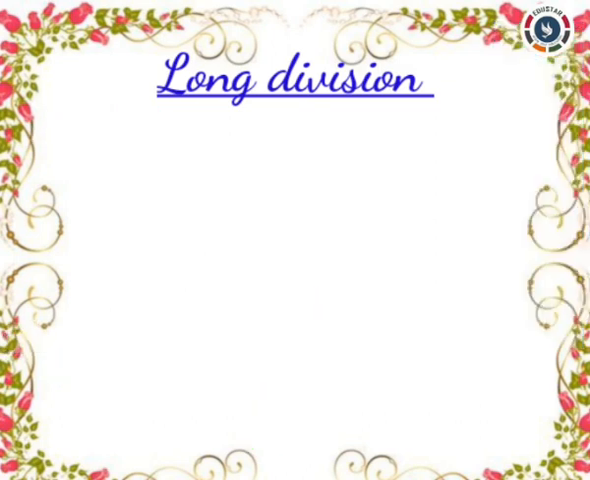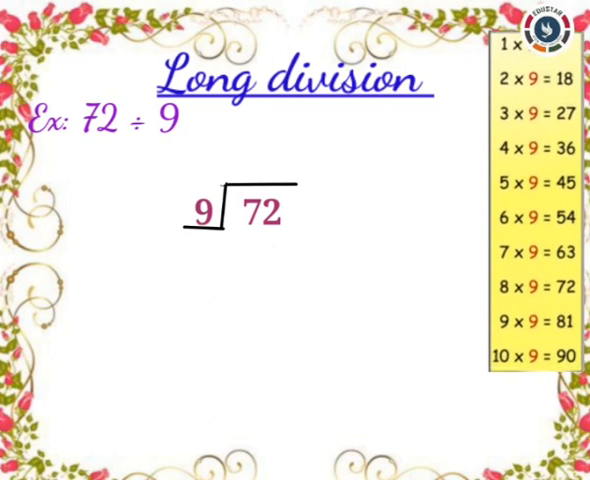The next example, 72 divided by 9. This 72 divided by 9 is written as 72 inside the division box and 9 outside the division box. How many 9's make 72? We know that 8 9's are 72. So write this quotient 8 above the dividend straight to the ones place. Write this 72 below the dividend and subtract. 72 minus 72 is equal to 0. 0 obtained as remainder. So the answer quotient is 8.